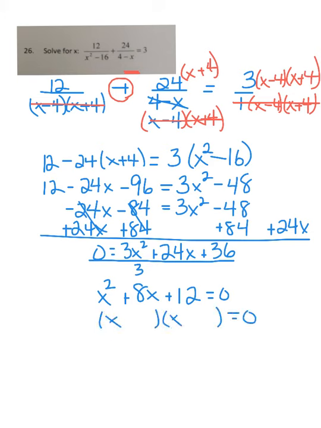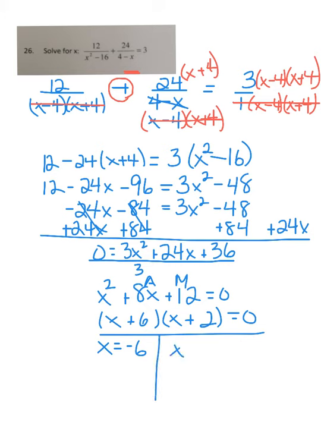So that would be x and x. And we are looking for what multiplies to 12 and adds to 8. So that would be 6 and 2, right? Both positive. So we have x equals negative 6, because again, they want solutions, and x equals negative 2.